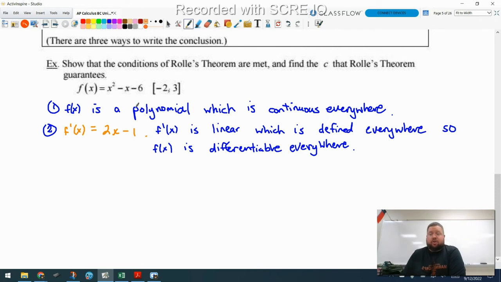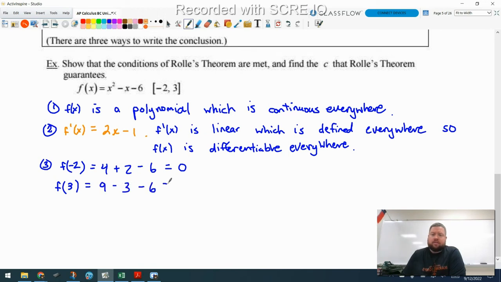All right, and then for Rolle's theorem, we have to do number 3, that f of a, so that's f of negative 2. We're going to work this out. That's 4 plus 2 minus 6, which is equal to 0. And then f of 3, which is 9 minus 3 minus 6, which is 0. So f of negative 2 is equal to f of 3. Once we have stated all of the conditions, then that means we can apply Rolle's theorem. So we're going to do our therefore Rolle's theorem applies.